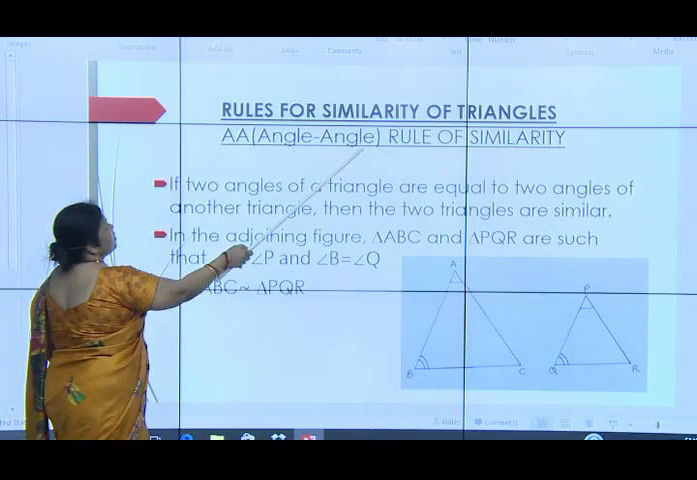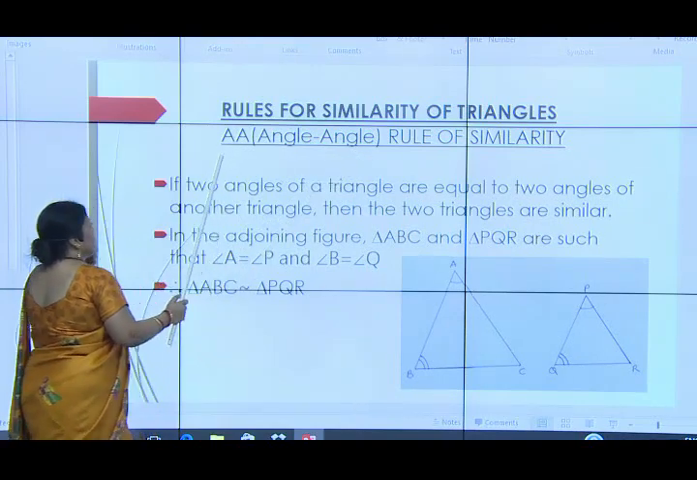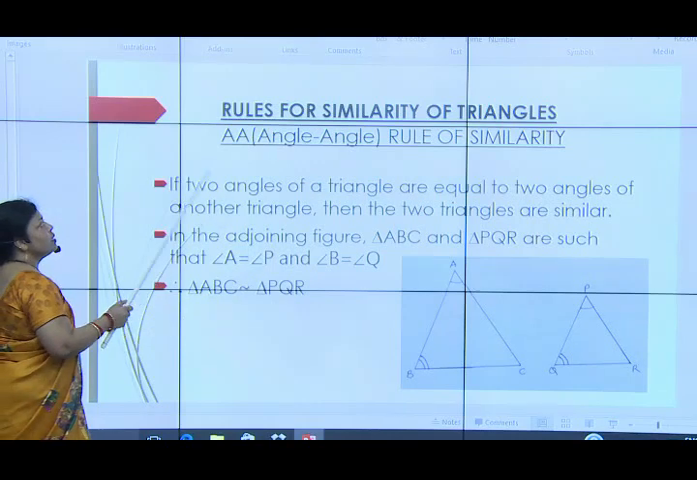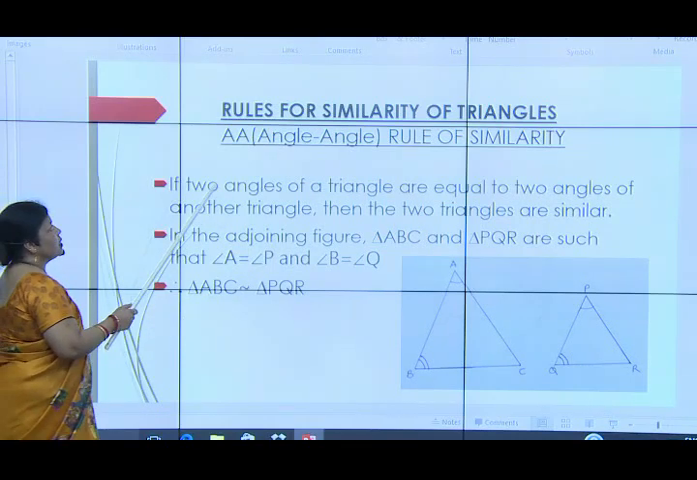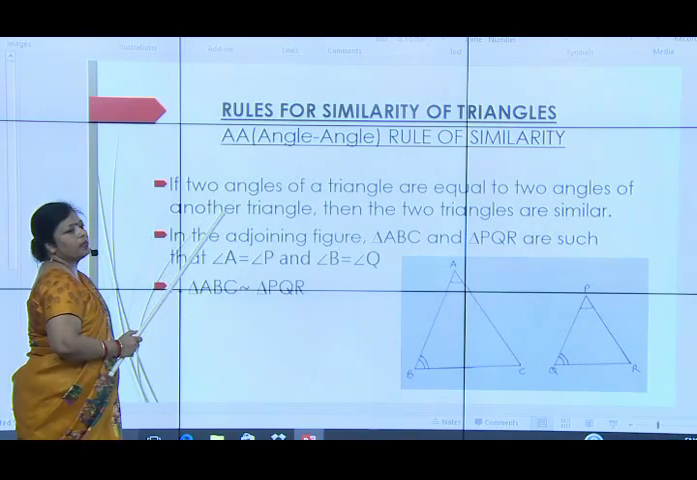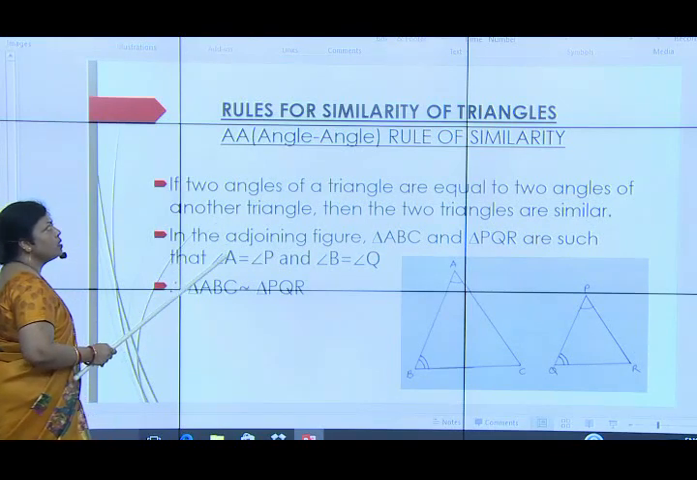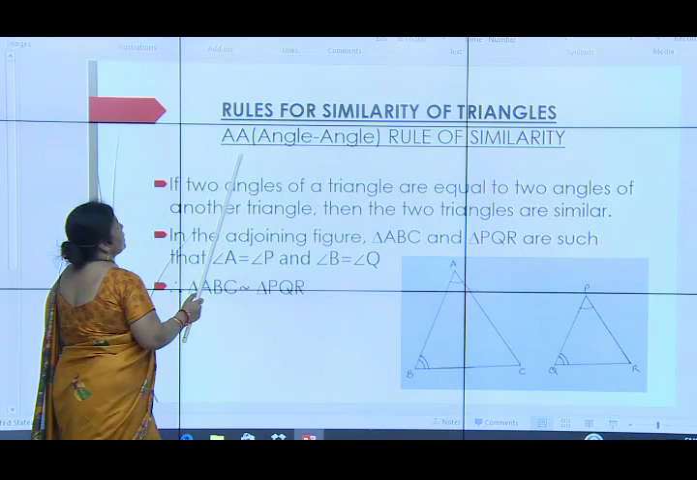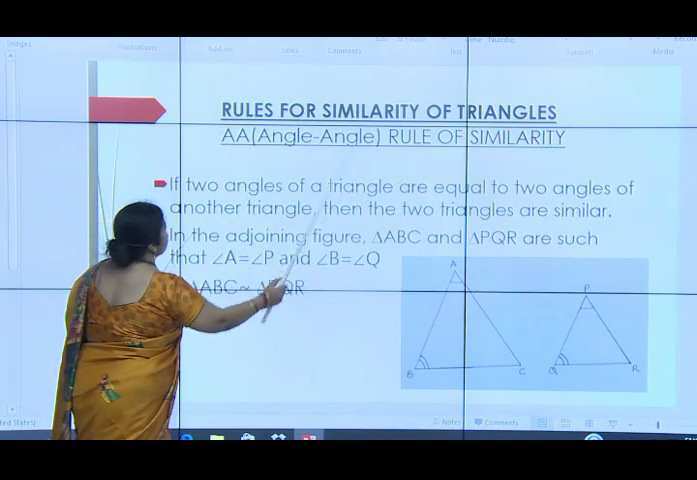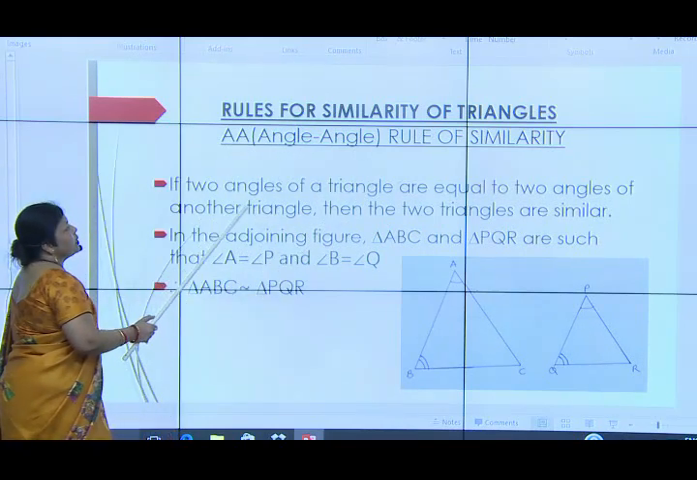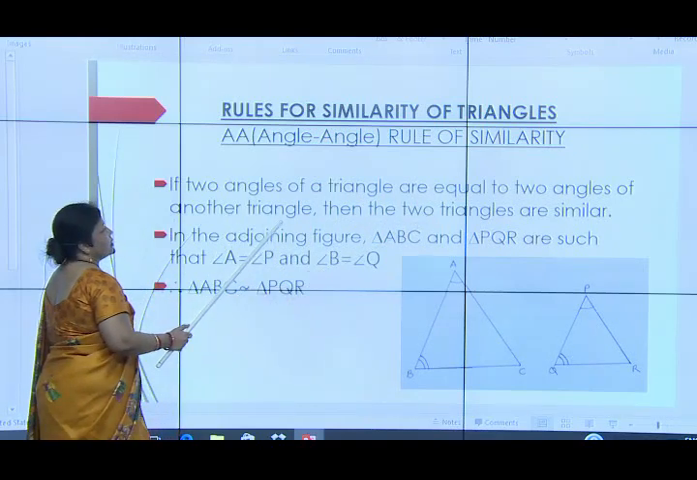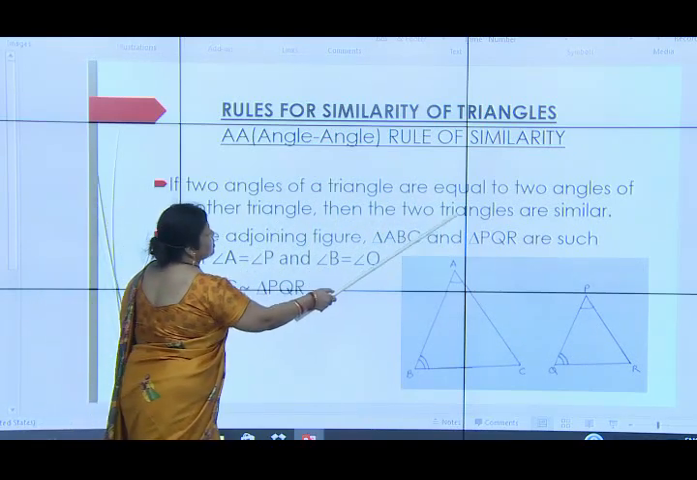Rules for similarity of triangles. Now, this rule is mostly applied in the proving questions, children, in your syllabus. This is a very important property, the AA angle rule of similarity. If two angles of a triangle are equal to two angles of another triangle, then the two triangles are similar.